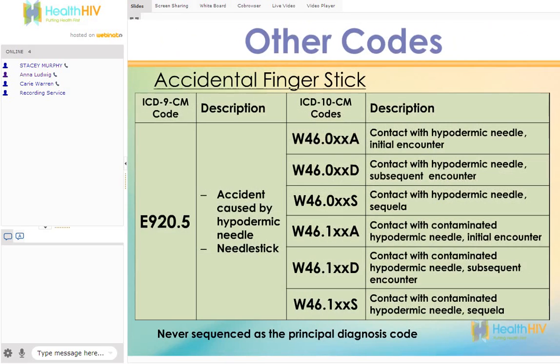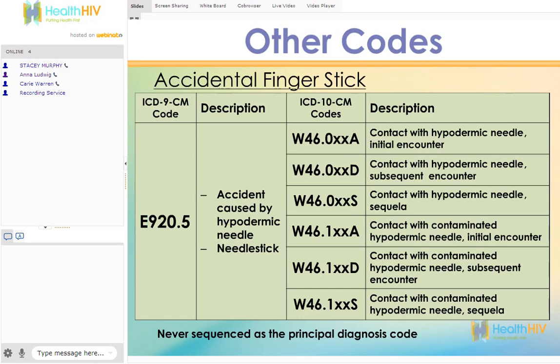Accidental finger stick. So if you have an employee, such as a medical office assistant or an RN or an LPN, or even a physician that accidentally punctures themselves with a needle after treating one of your patients that are getting HIV screened, there are 6 codes that you would need to select versus the 1 code that was available in ICD-9.